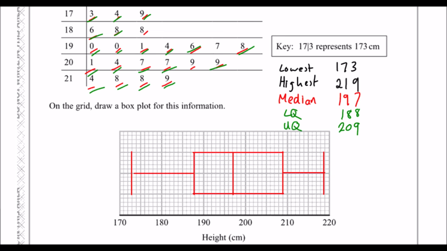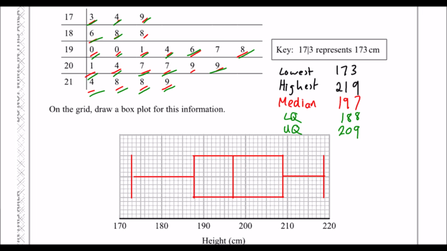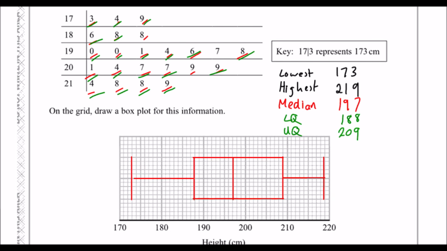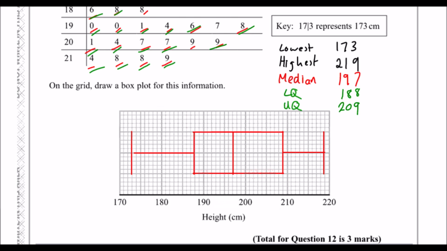So just check these numbers: 173, 188, 197, 209, and 219. That's what we wanted. So there's our box plot.